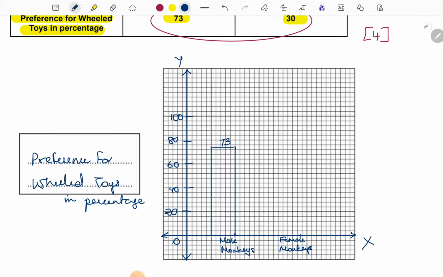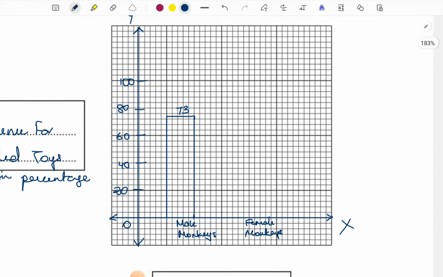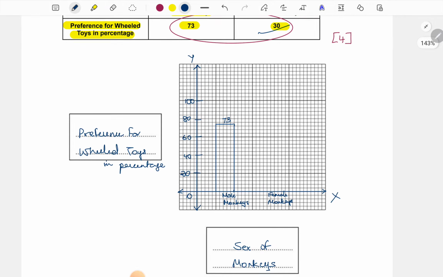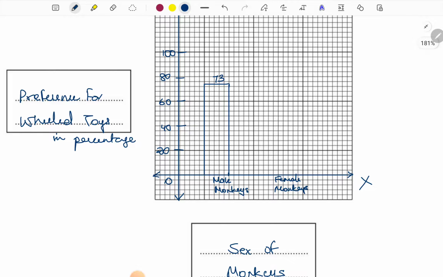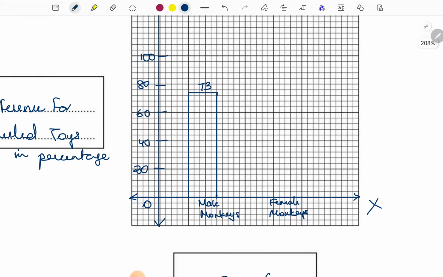No type of shading or dotting or anything is required. This is not a clustered graph, it's a simple graph, so I leave it blank. For females, the percentage is 30. I'm making marks over here because I'm demonstrating things to you. Please don't make marks on your question paper. 30 should be between 20 and 40. In fact, it should be right in between. So that is how I'll try to place it.